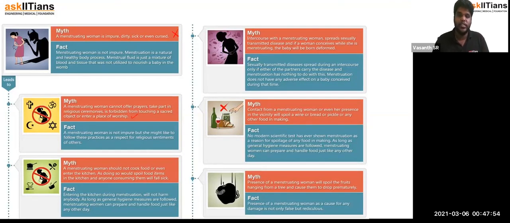Next, intercourse with menstruating women spreads sexually transmitted diseases. That's a total myth. Why do I say that? Because the menstruation period is a torturing period. It's so painful, so sexual intercourse or an intimate relationship with a woman during this period should be avoided. So they have framed this thing like this.